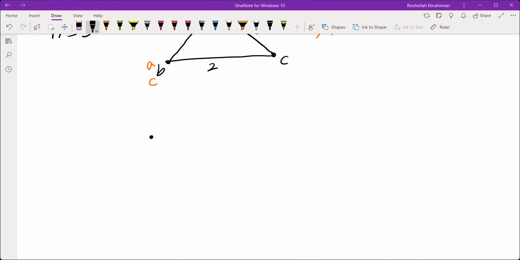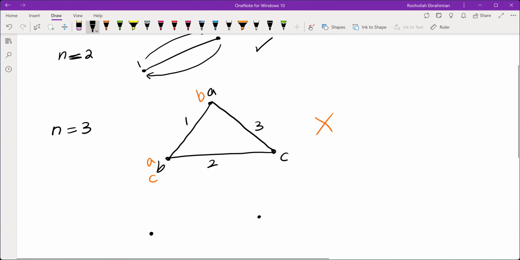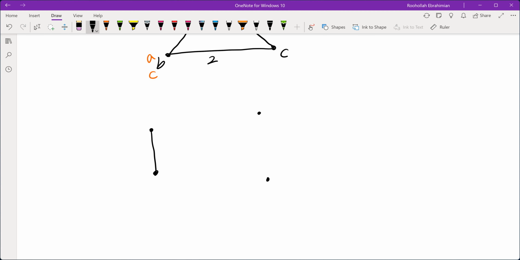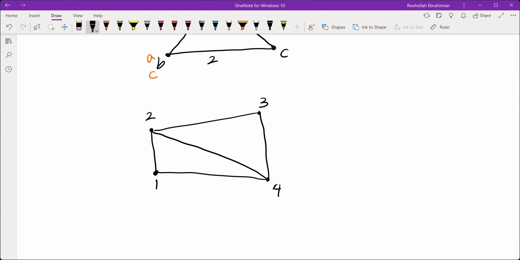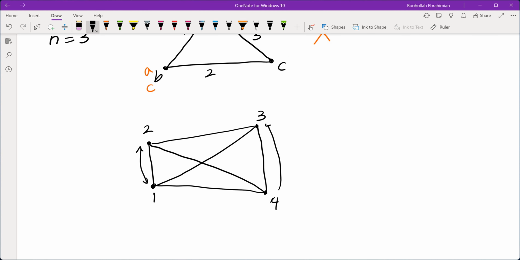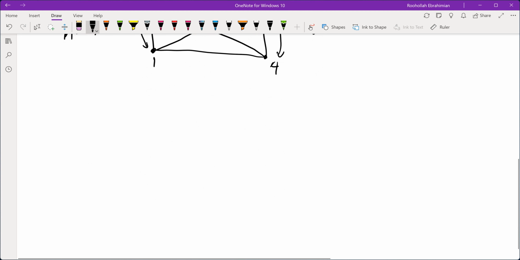Now for n equals 4, I can basically apply the same thing that I had for n equals 2 and do this setting. So I have 1, 2, 3, 4. Make sure that these 6 distances are all distinct, and send 1 to 2, 2 to 1, and then send 3 to 4, 4 to 3. So n equals 4 in fact does work. Now let's look at n equals 5.